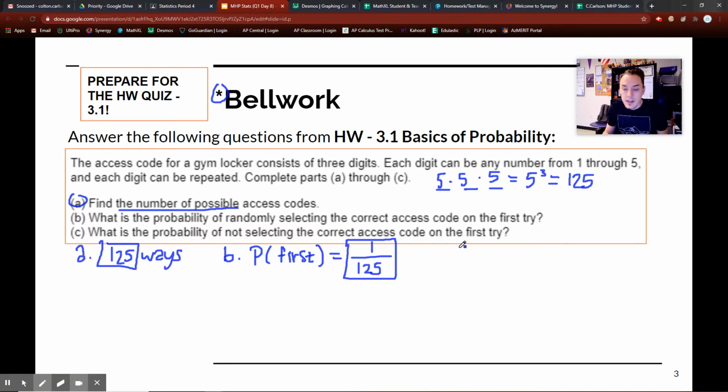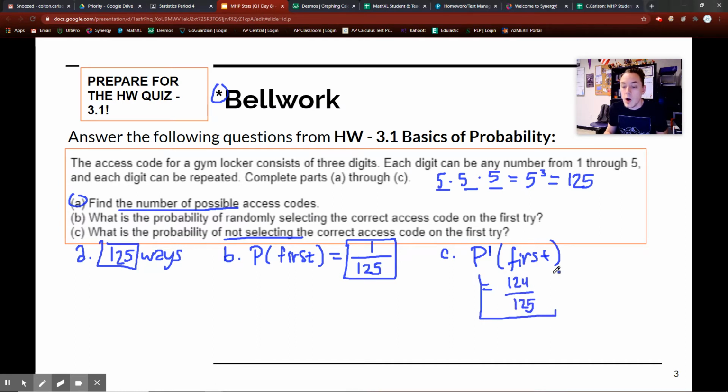Okay? C is going to be find the probability of not selecting the correct access code. And this is actually really easy. Okay? This is actually very simple. What are all the access codes? So the probability of not selecting the first access code. So not, that's my complement. It's just literally the complement. It's 1 minus 1 over 125, which in this case would be 124 all over 125.